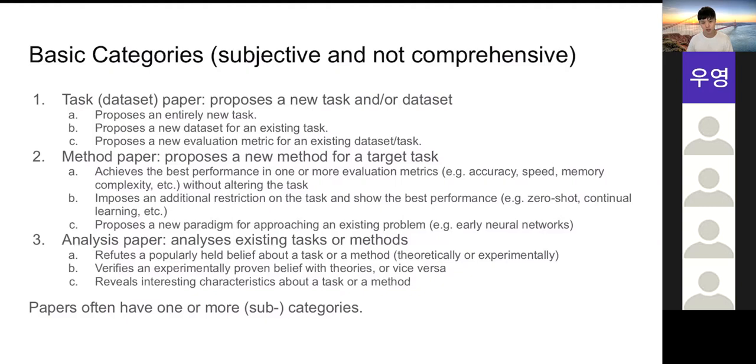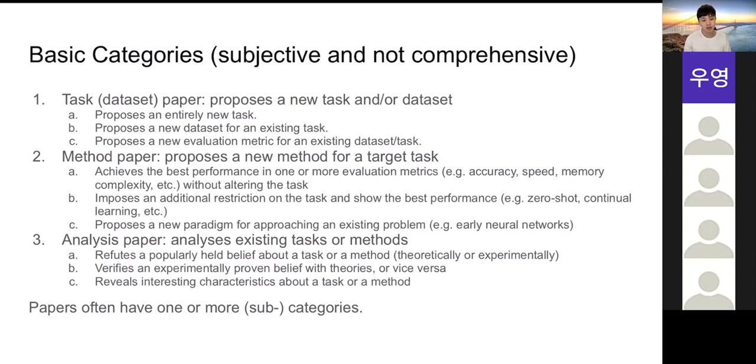So these are usually, if they actually succeed, really big papers. For instance, early neural network papers kind of fall into this category. They were maybe not showing better performance than SVMs in the early days, but still they were trying to propose a new paradigm. And they were saying this might actually at some point really change the field.